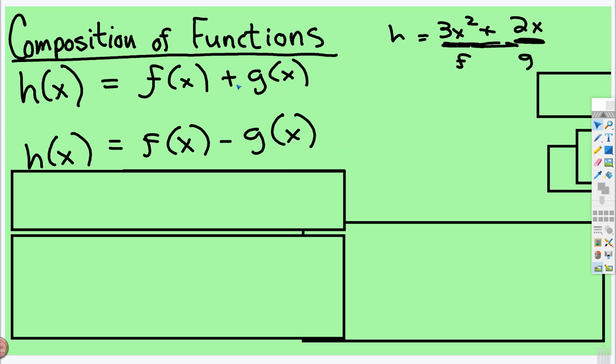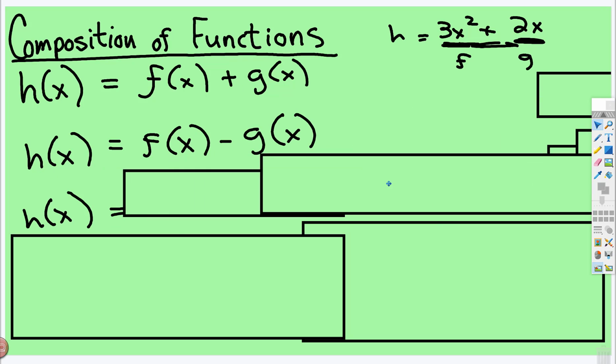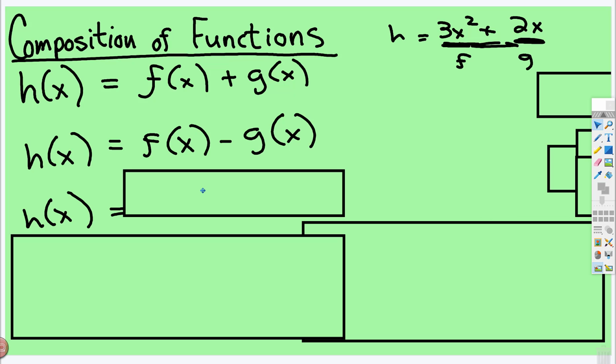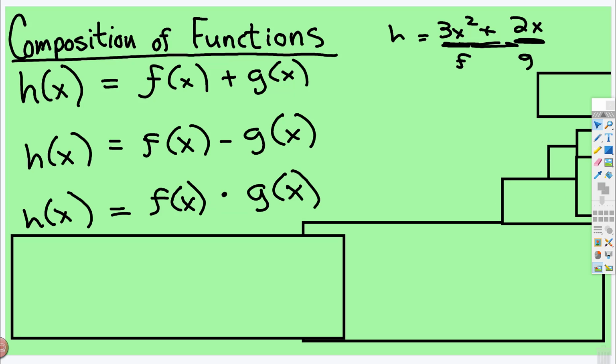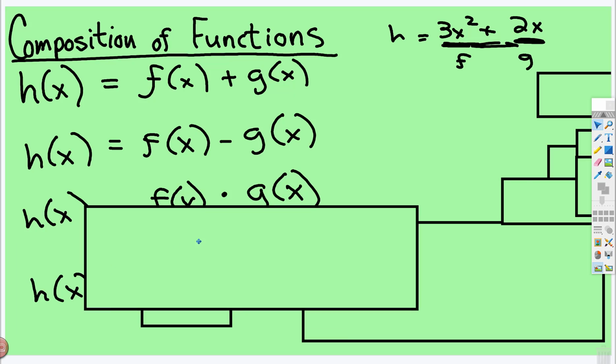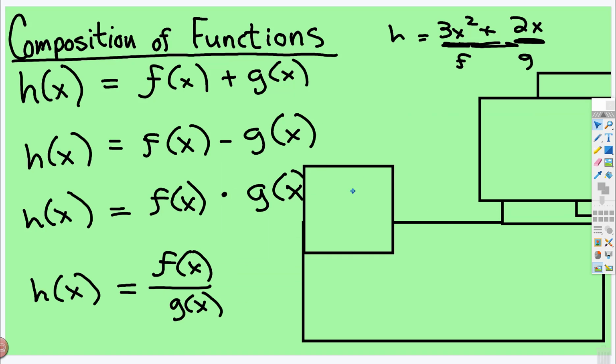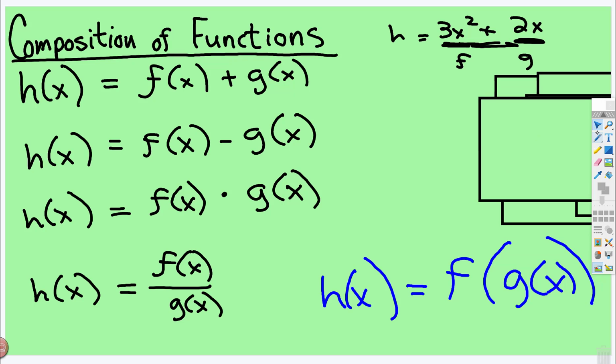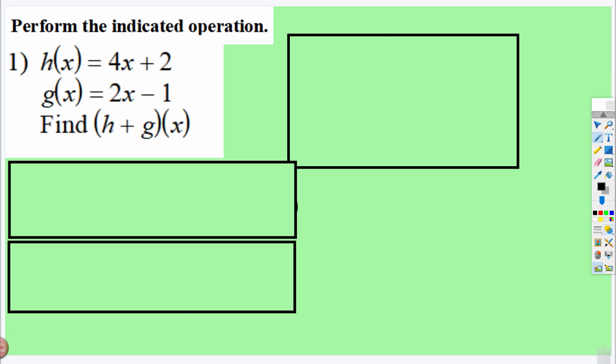So there's adding functions, subtracting functions, multiplying functions. You guys do that with binomials. We've done that a lot. Then there's dividing functions. We did that with long division and synthetic division. And then finally, there's composing a function inside another function. So we're going to practice each of those.